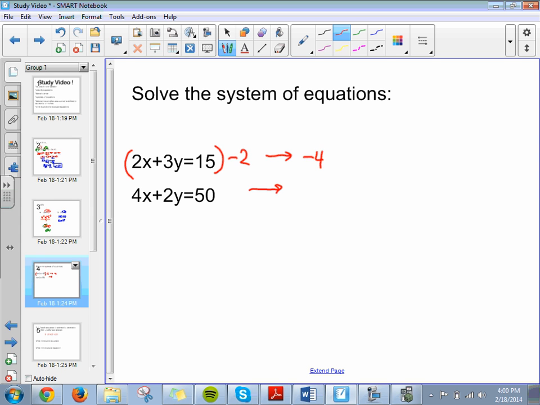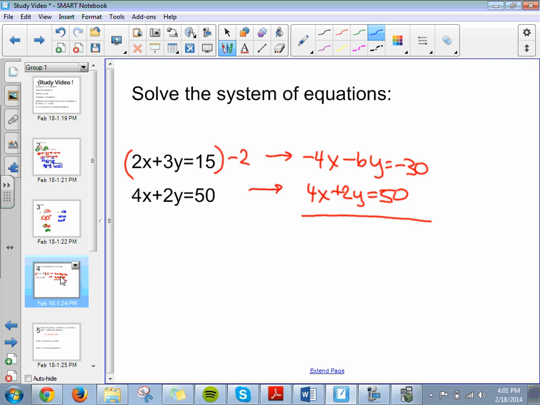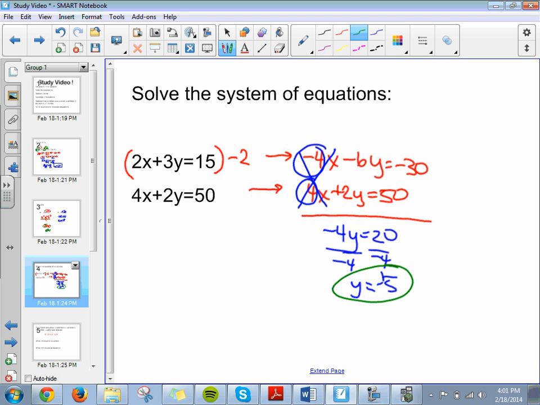And remember, I'm multiplying everything by -2, and then I always rewrite it off to the side. So my top equation then becomes -4x minus 6y is equal to -30. The one underneath didn't change, so I'm just going to rewrite it. Then we can see that we have a -4x and a +4x. Those will cancel out, and we'll be left with -4y is equal to 20. When we divide both sides by -4, y is then equal to -5.